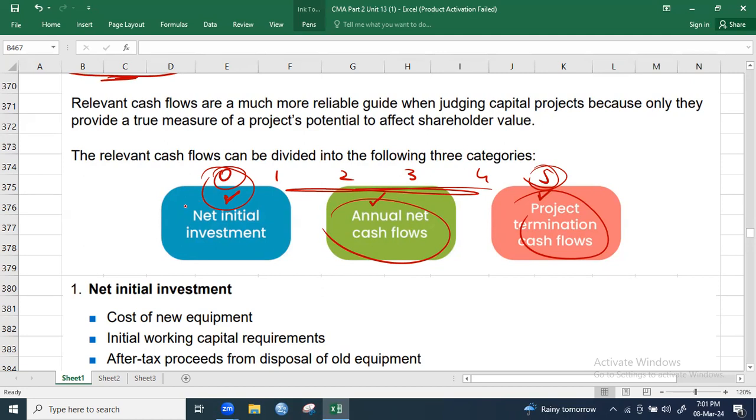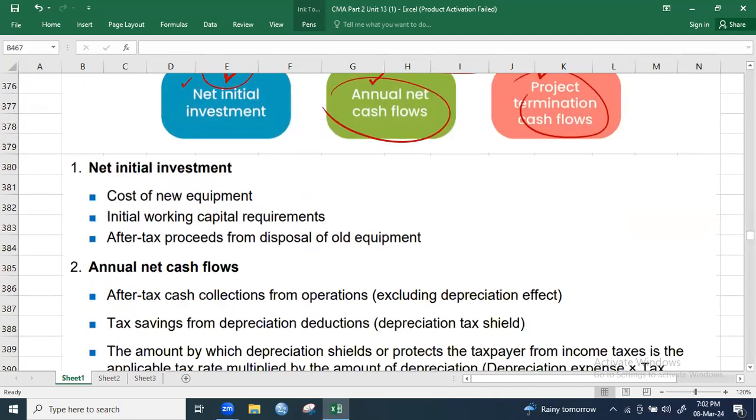So first category is net initial investment. Which cash flows will be part of this initial investment? So here we go. There will be three things, and I'll show you each one by one. So first, net initial investment. The first thing it will include is the cost of new equipment.